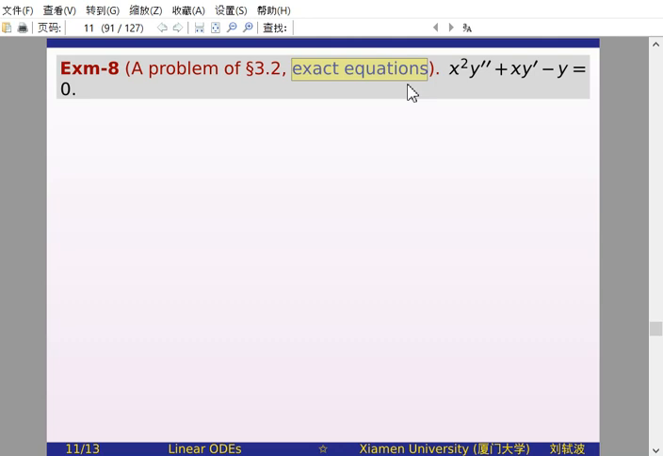For second order equations we can still have the concept of an exact equation, which is a problem in the second section of chapter 3 in our textbook. You can check the problem and see the result about second order exact equations. Then, as an application of the method introduced in that problem, you are required to solve this equation. So this equation can be solved using that method.